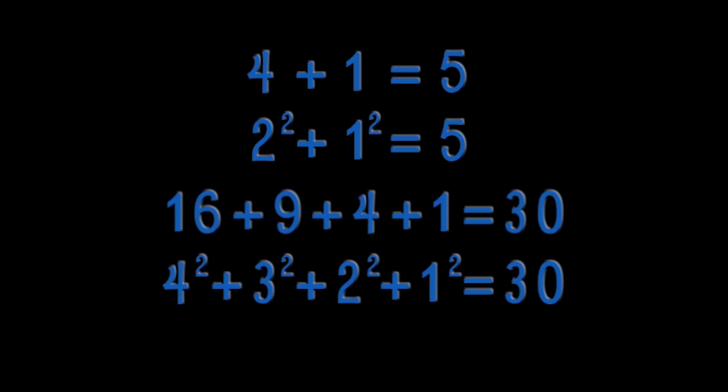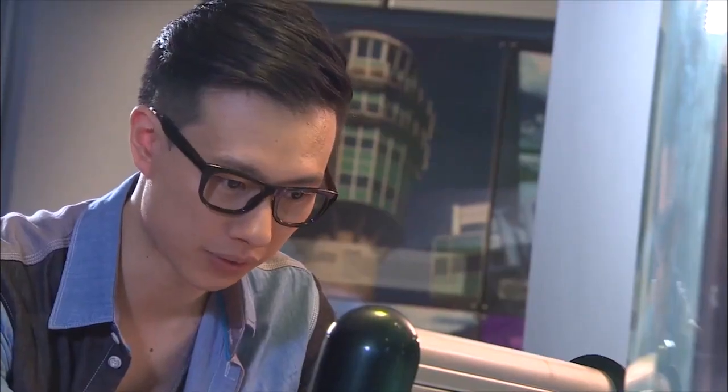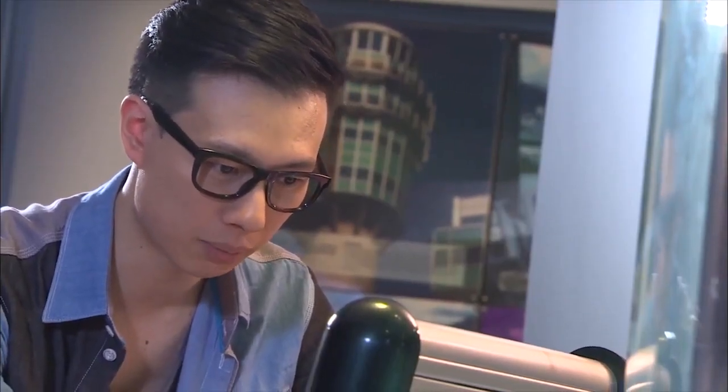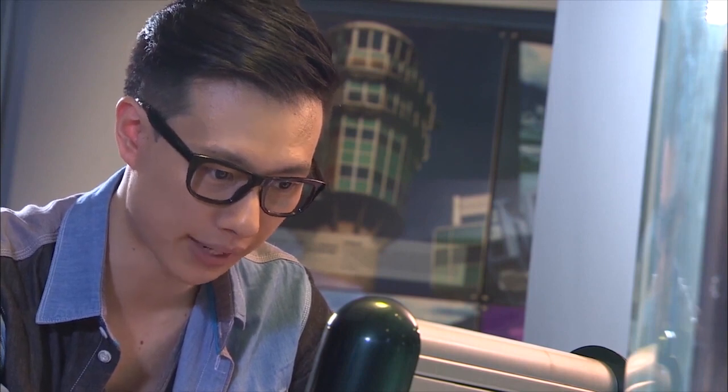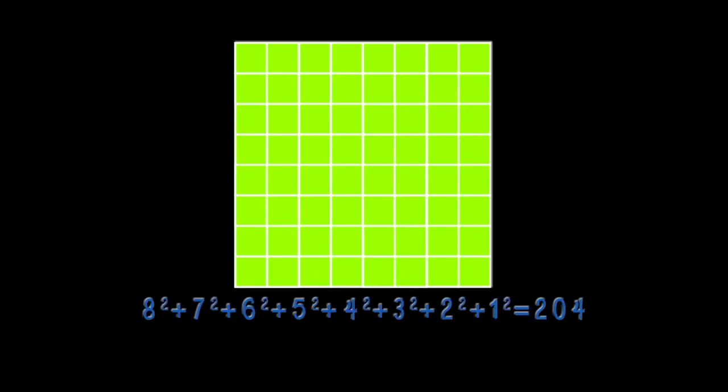In the 2 by 2 square grid, 5 is the sum of the first 2 consecutive square numbers. In the 4 by 4 square grid, 30 is the sum of the first 4 consecutive square numbers. If I project this result for this 8 by 8 square grid, the total number of squares is the sum of the first 8 consecutive square numbers. In this 8 by 8 square grid, the number of squares is the sum of 8 squared in descending order to 1 squared. The sum is 204. There's a total of 204 squares in this 8 by 8 square grid.